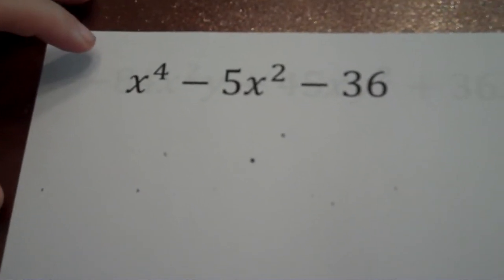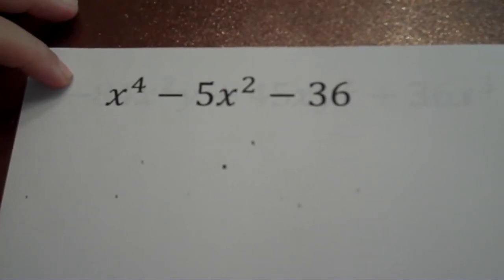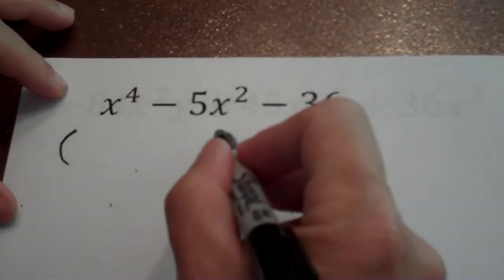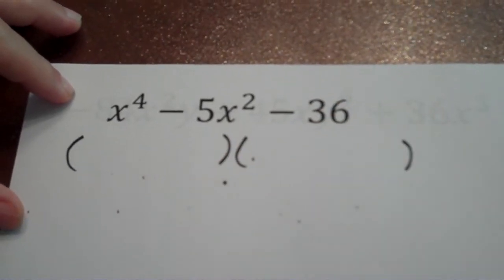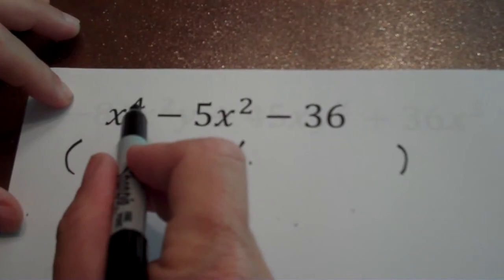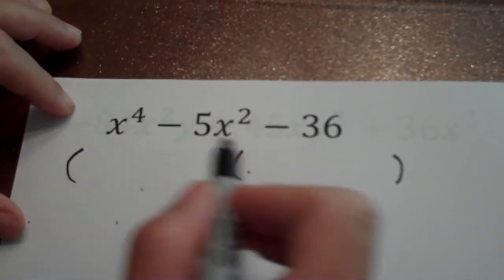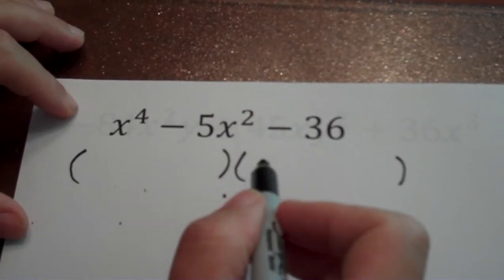Now, first thing you need to look at, as always, is whether there is a common factor. There is none. It's once again a trinomial, so I need to split it into two binomials. Notice this time, though, I've got a fourth power on my first term. I could either split that into 2 and 2 or 3 and 1.